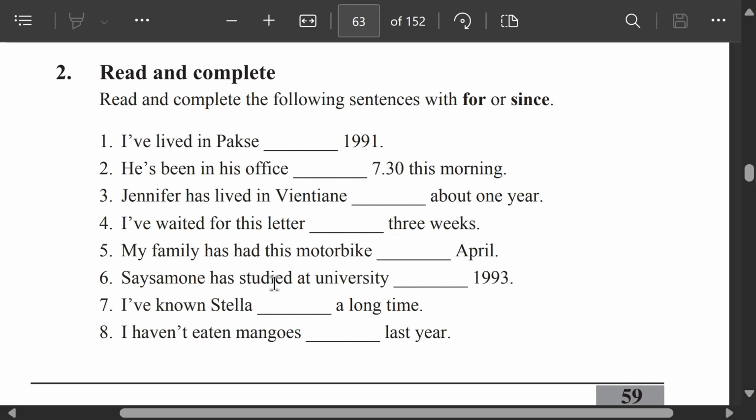Seisamon has studied, what is this? Present perfect, it's also the same, you see? Has studied at university since or for? This is also the beginning of something, you see? 1993, right? So since 1993. Say someone has studied at university since 1993. She's still studying, I think.